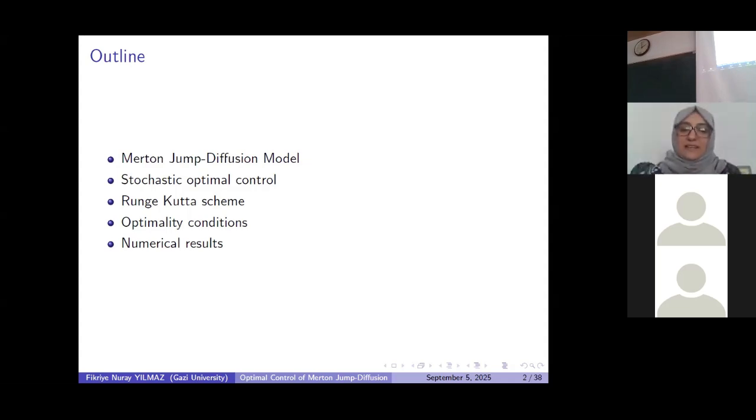I will not give all details, but I will give a scheme for how we get optimality conditions by using Runge-Kutta methods. At the end, I will give some numerical results to show the efficiency of the techniques, of course.